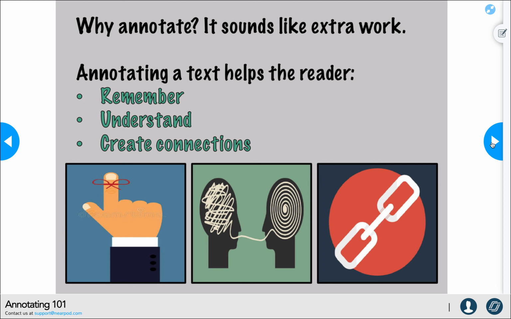So, why annotate? It just sounds like a bunch of extra work. Well, annotating a text helps the reader remember, understand, and create connections. Now, creating connections is very important, because when you create connections to something, you tend to remember it more. When you can say, I have experienced that before, or I know what that means, you'll be able to understand and remember it more.